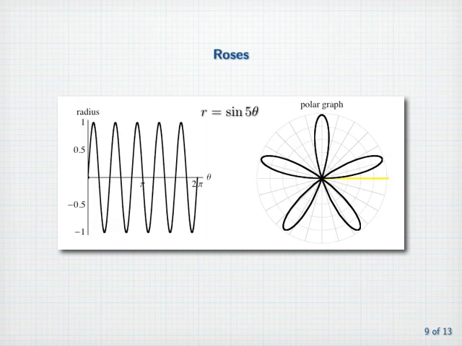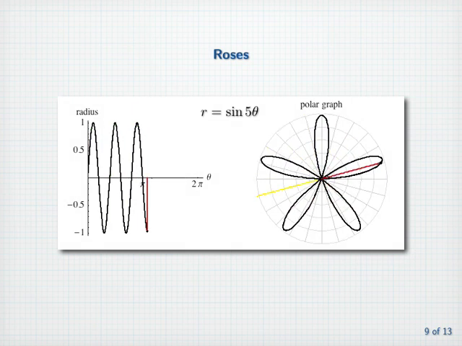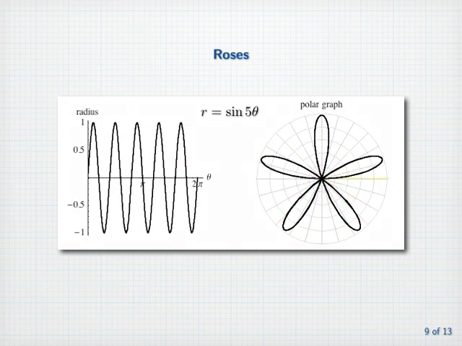And, just as with r equals sine of 3 theta, the rose is traced out twice as theta goes from 0 to 2 pi. In fact, it is true that the graph of r equals sine of n theta, or r equals cosine n theta, is an n-leaved rose if n is odd, and a 2n-leaved rose if n is even.